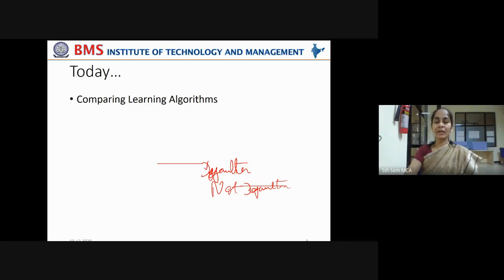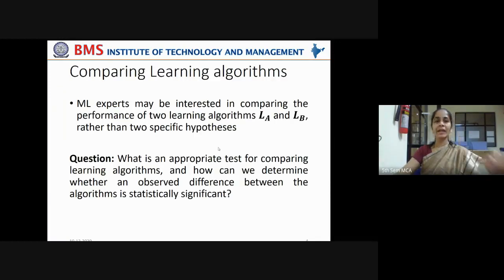Okay, so I'll explain more clearly. I'm just giving you an overview of the concept. Now I'll start explaining by taking some examples so that you will understand better. Now, machine learning experts may be interested in comparing the performance of two learning algorithms. Let us denote two learning algorithms as LA and LB.